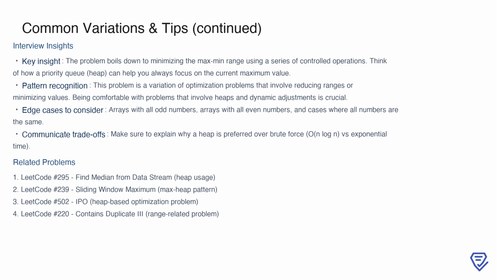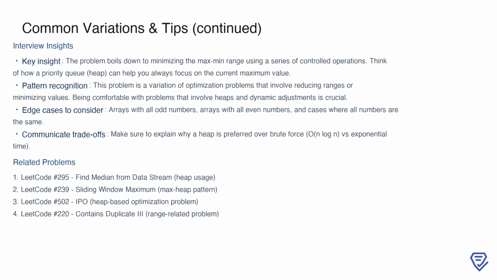Additionally, certain edge cases require special attention, such as arrays consisting entirely of odd numbers, all even numbers, or arrays where all elements are the same. Finally, when explaining your solution in an interview, it's important to communicate trade-offs clearly. For example, emphasize the efficiency of a heap-based solution compared to brute force, which avoids exponential time complexity and operates within O(log n).